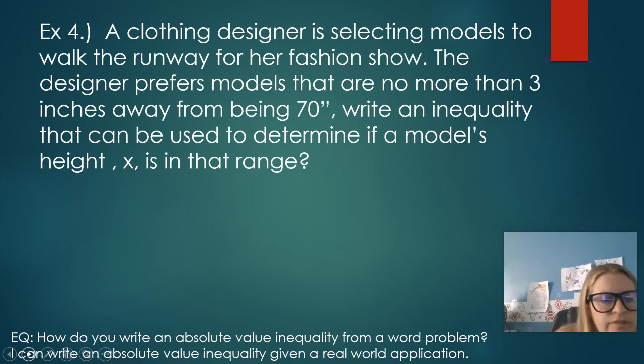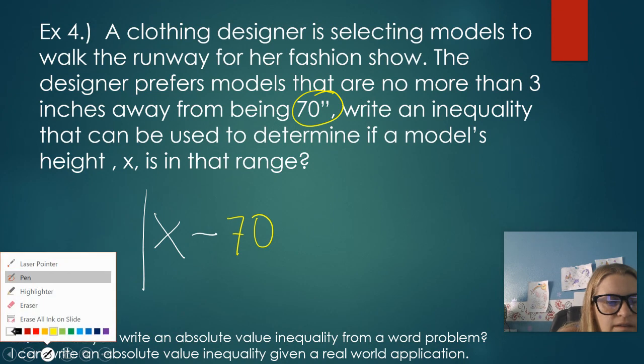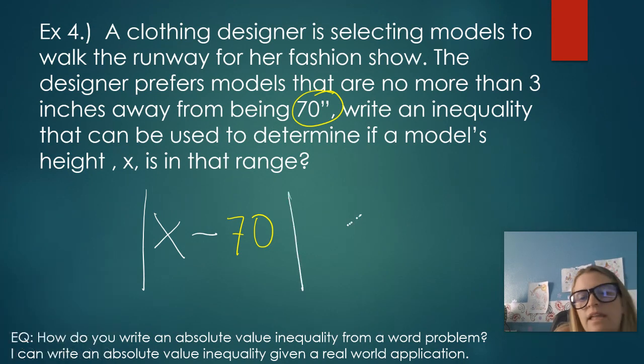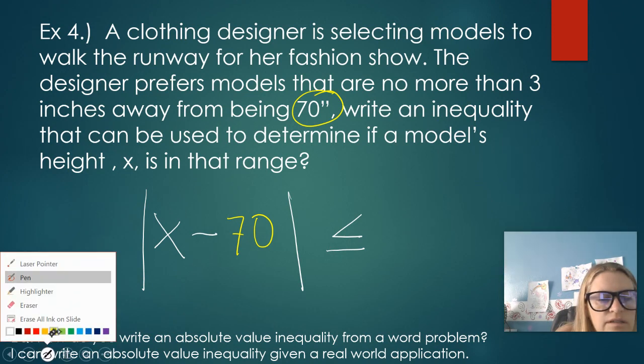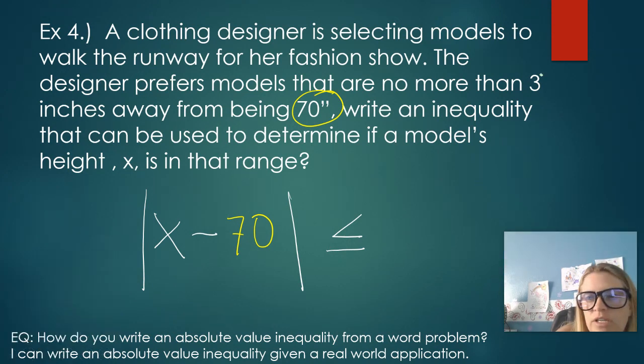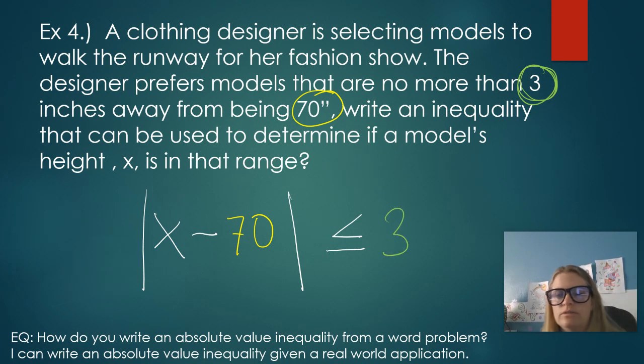All right, so hopefully you got that one done. To set up the inequality should be x minus, and you want that perfect height. 70 would be that perfect height. And then less than or equal to the change. So we're going to be that 3 inches is what would be changing. You'd either add or subtract.